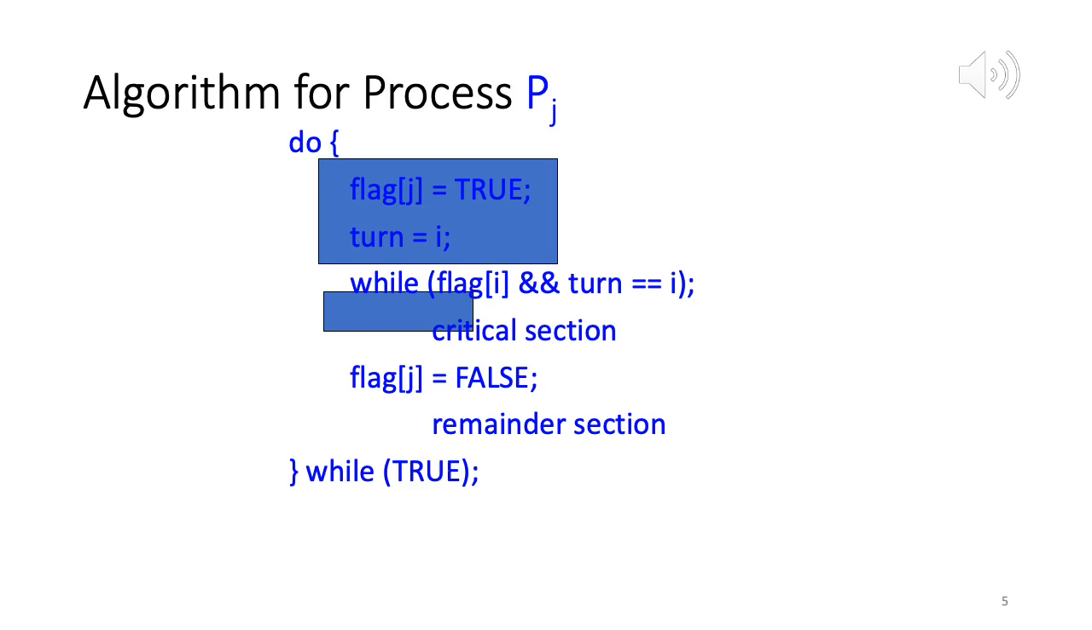So perhaps PI goes very fast, or it's given the CPU for a long time, so it executes completely and then PJ executes, so it's sequential. Or first PJ executes and then after it executes PI executes, again sequential. So in those cases we don't have a problem of critical section. The scenario in which we have to be careful about the critical section problem is when both of them wish to enter at the same time.